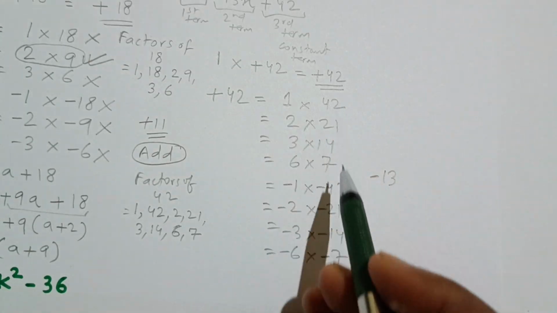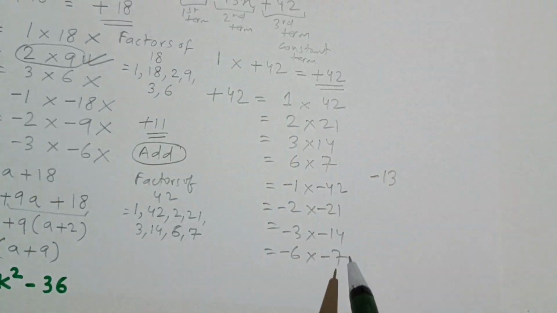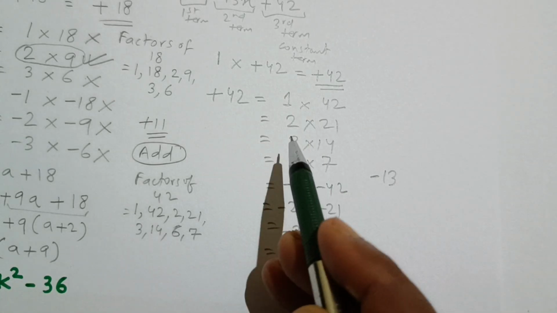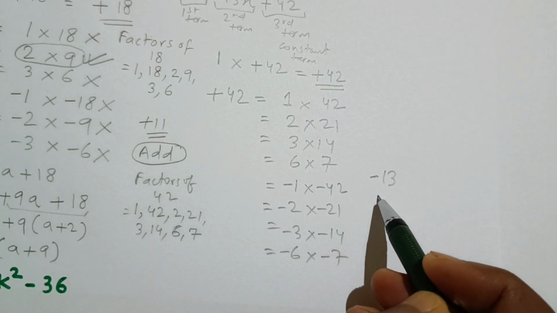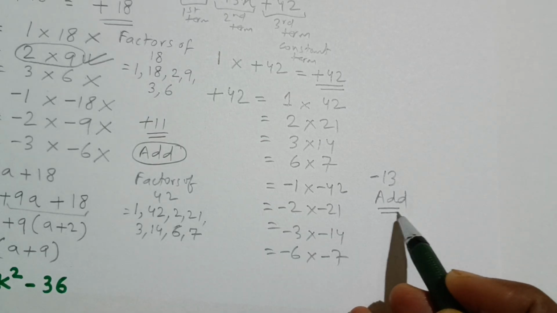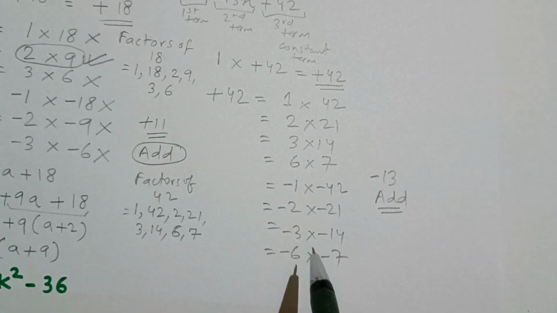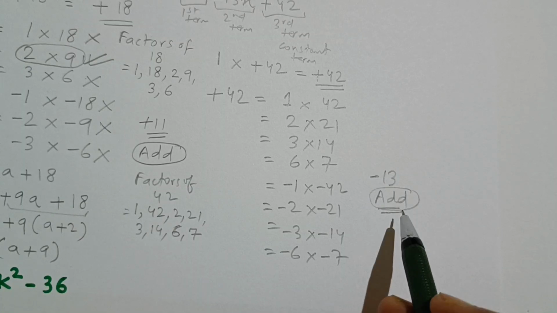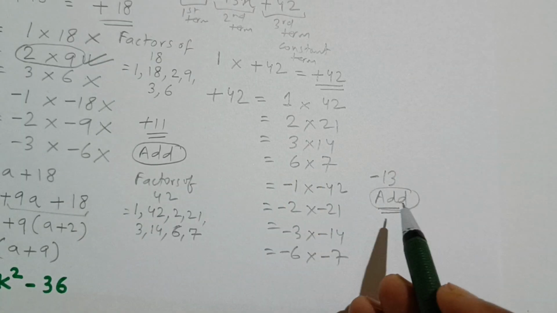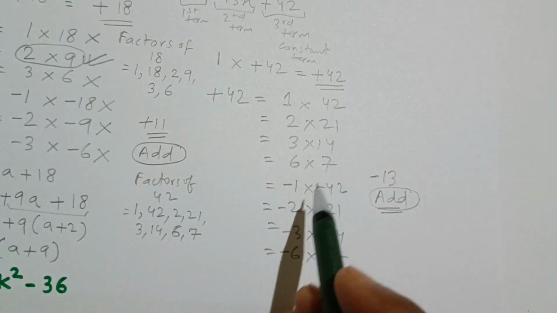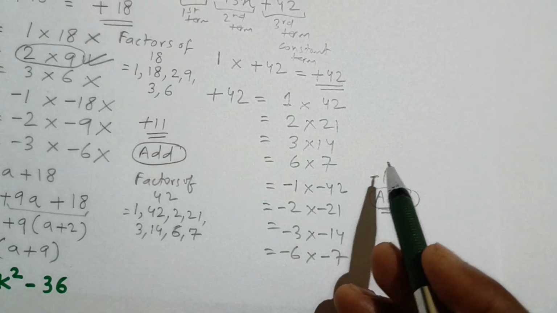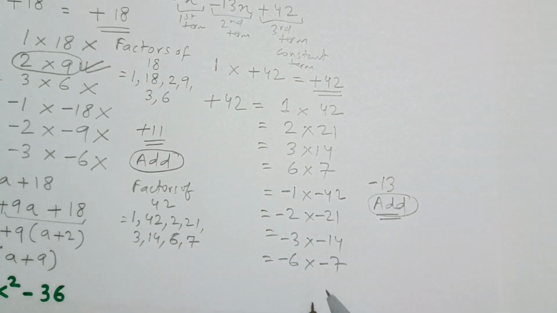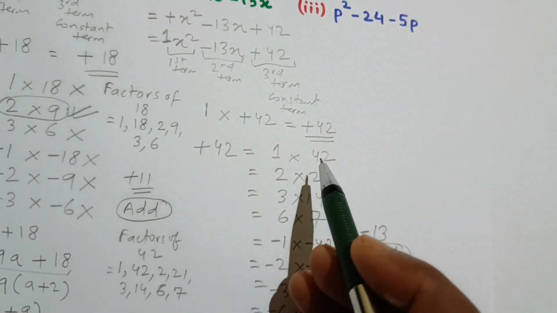Now out of all of these pairs, you have to find a pair whose addition will give you minus 13. Remember, you have to add the pairs. If you add the pairs, it should give you minus 13. So let's look one by one. So 1 and 42.